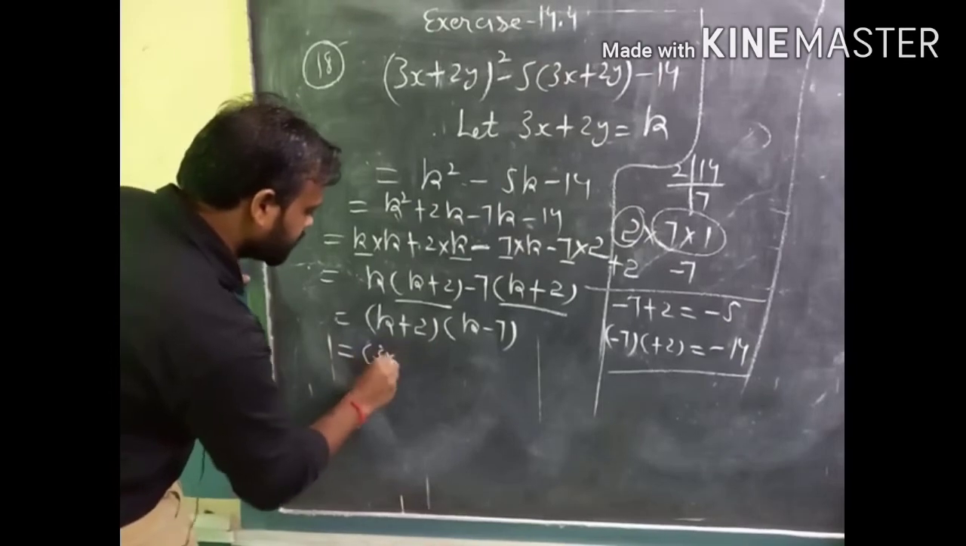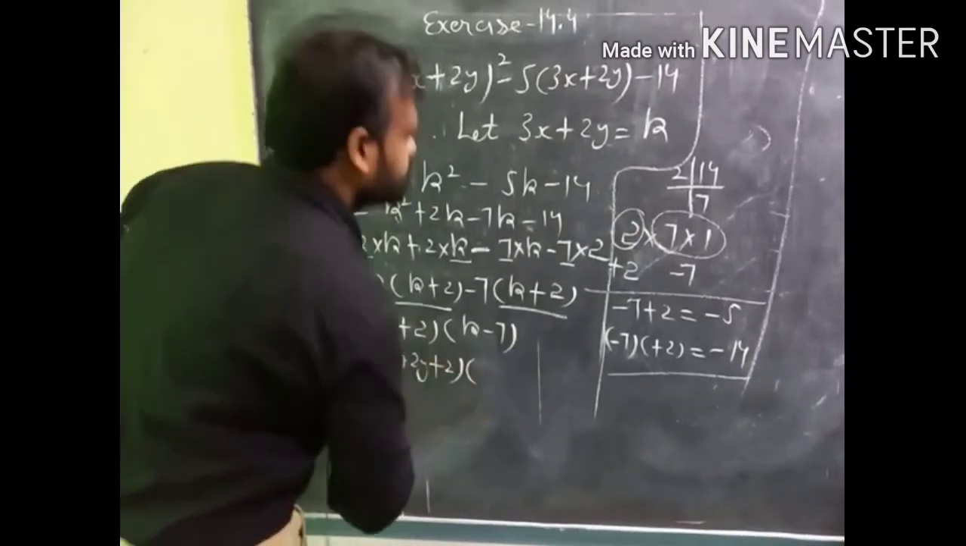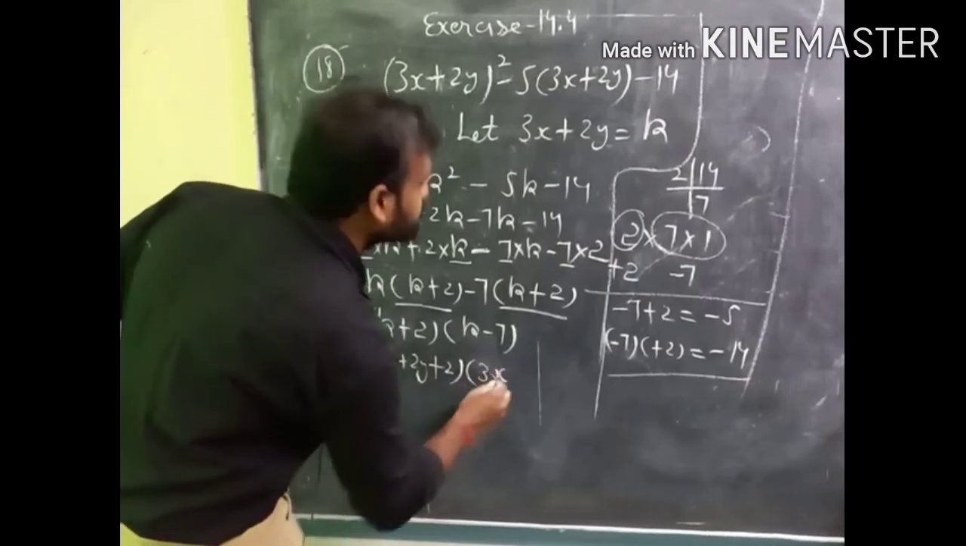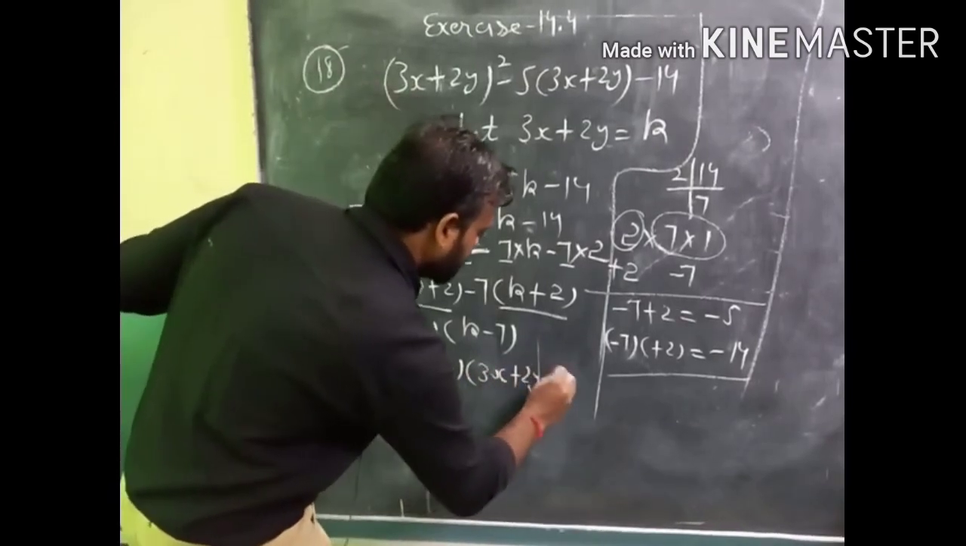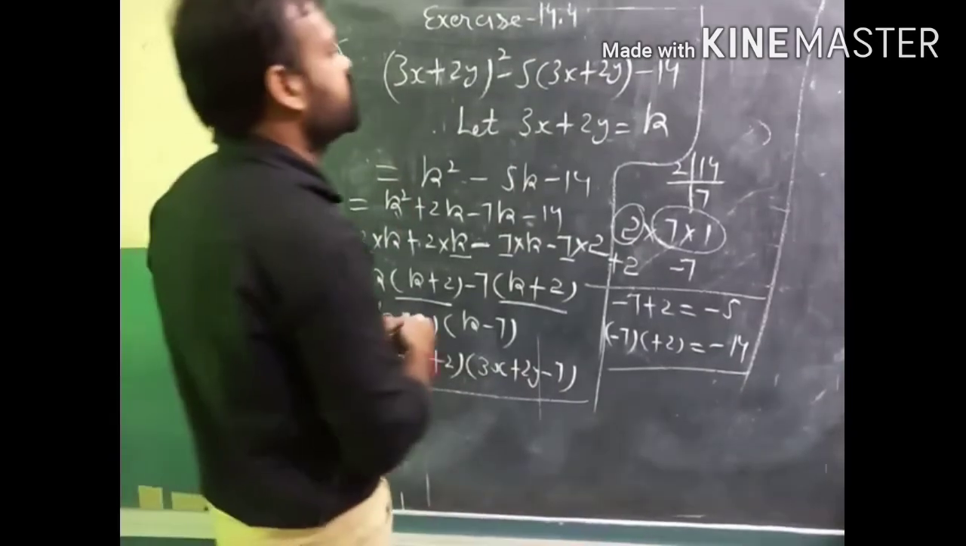So write down this 3x plus 2y and of course this plus 2 as it is, and even in this case also in this bracket 3x plus 2y and minus 7. So like this way we can find out the factors. So very simple sum is this.